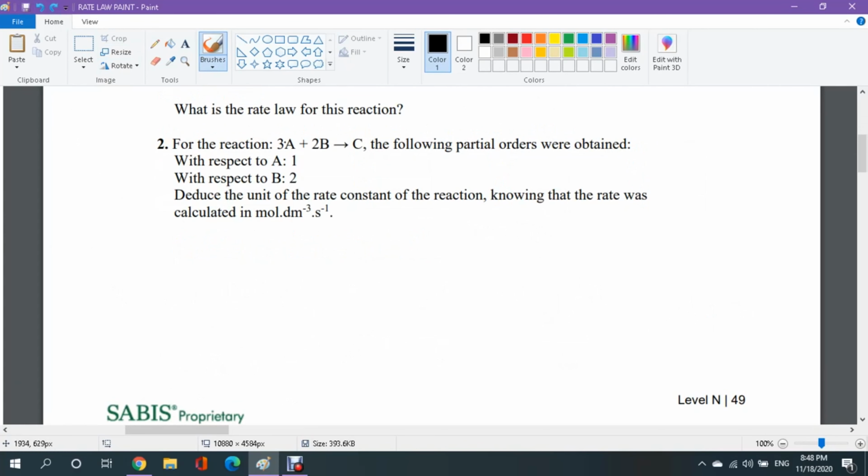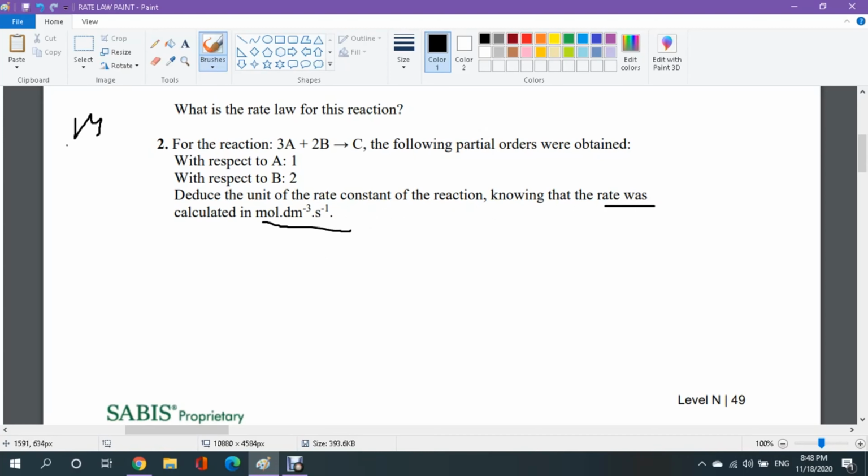Okay, so now let's do number 2. For the reaction 3A plus 2B gives you C, the following partial orders were obtained. With respect to A, it's 1, and with respect to B, it's 2. Deduce the unit of the rate constant of the reaction, knowing that the rate was calculated in mole per decimeter to the power of negative 3 times second to the power of negative 1. So what they're doing here in the last statement is they basically gave us the unit for the rate.